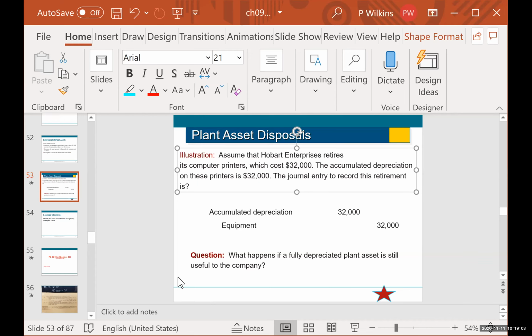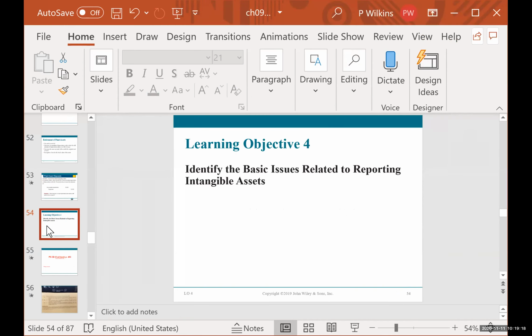And the question on the bottom here is, what happens if a fully depreciated plant asset is still useful to the company? They can still use it. They just don't list it on the books anymore as an asset. Okay. So let's go to the next slide.